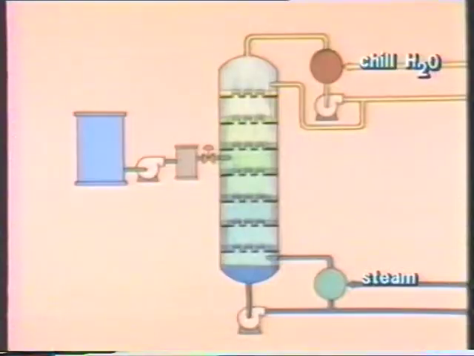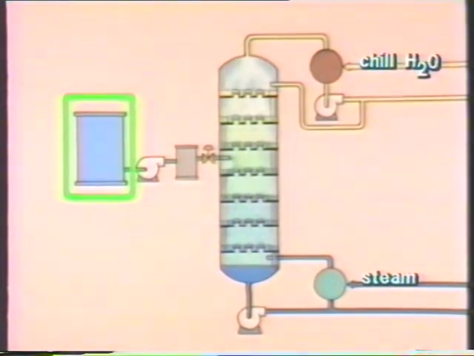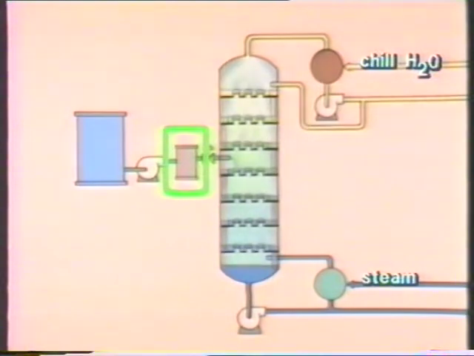Let's go through the process again by following a mixture as it's distilled in the tower. The mixture to be distilled is first held in a container. This container is called a storage tank or a feed tank. The mixture is pumped to a preheater where it is heated under pressure to prevent it from boiling. The heated mixture is released into the tower through a valve. As the mixture enters the tower, it starts boiling because it's no longer under pressure.